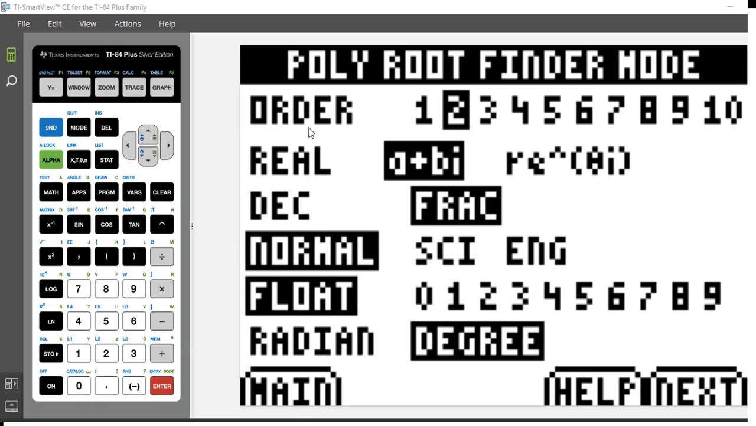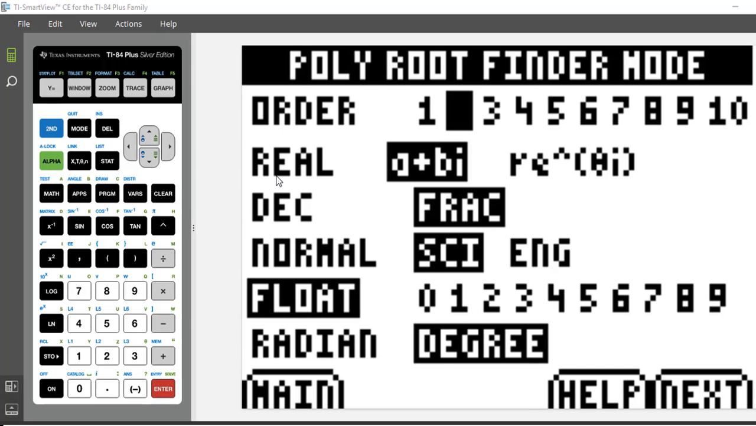Now you can see the order of a polynomial. Basically, they ask you, is it a linear equation or a quadratic function or cubic function, and so on. The second row asks you for your roots. Is it in the real number system or could it be the complex number system? For the complex number system, do you want your complex number in exponential form? This is the one that means exponential form.